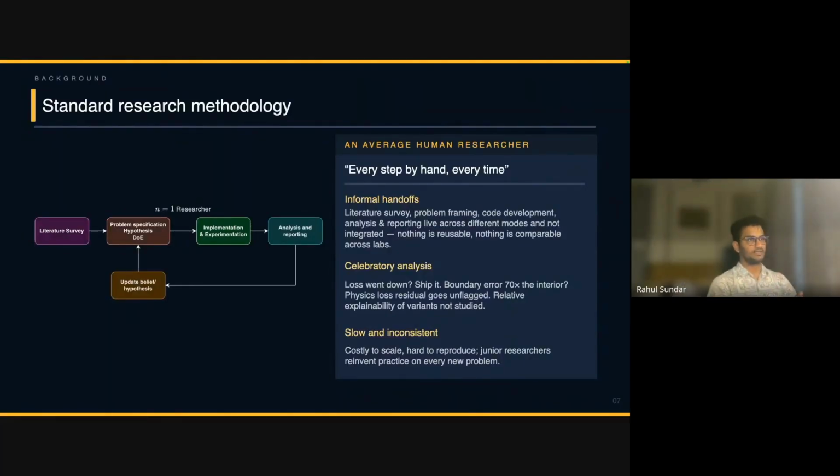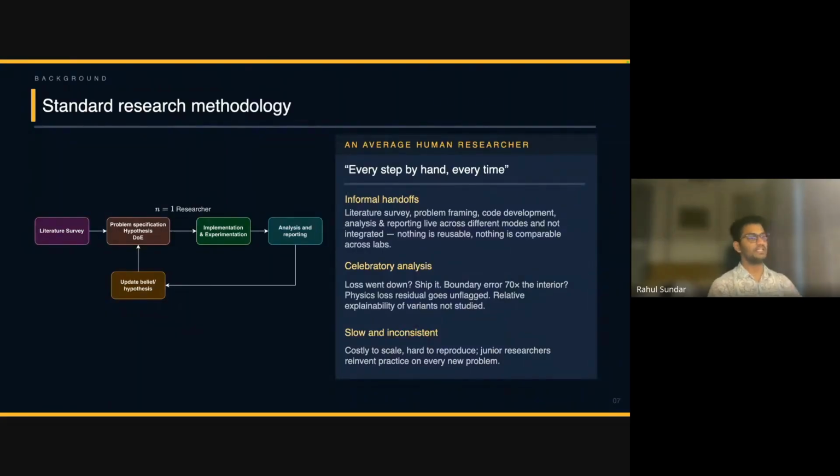And this is how it is, right? So now this is again an iterative process. And often you have informal handoffs from each stage where you don't have all of them integrated in one place. So literature survey, problem framing, code development, all of them live across different modes and are not often integrated, and sometimes not reusable across labs. And sometimes you're often too celebratory early on when you find some results that satisfy your hypothesis, but you're not looking at counter hypothesis and saying, okay, what if it was false? What other experiments or dimensions or axes am I missing in my study?